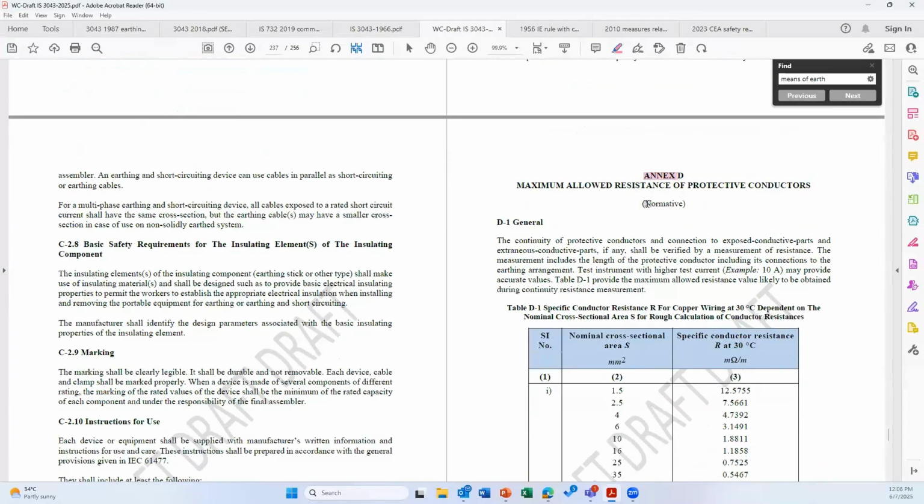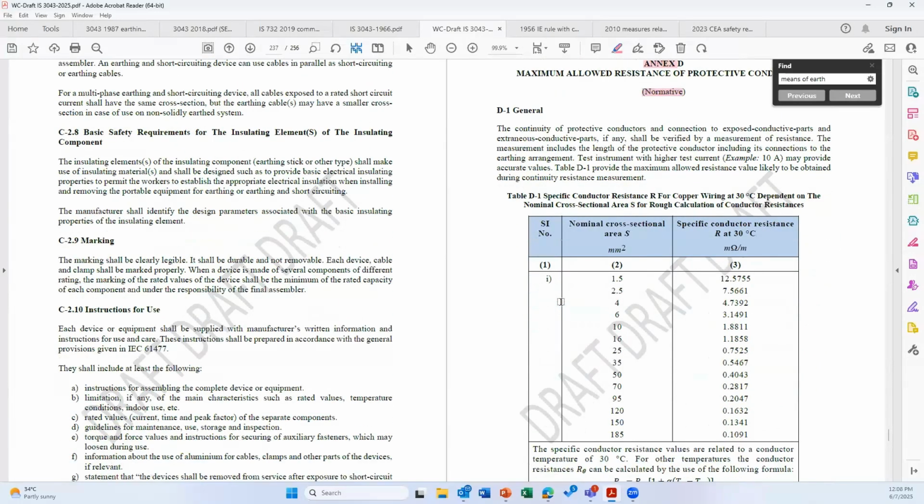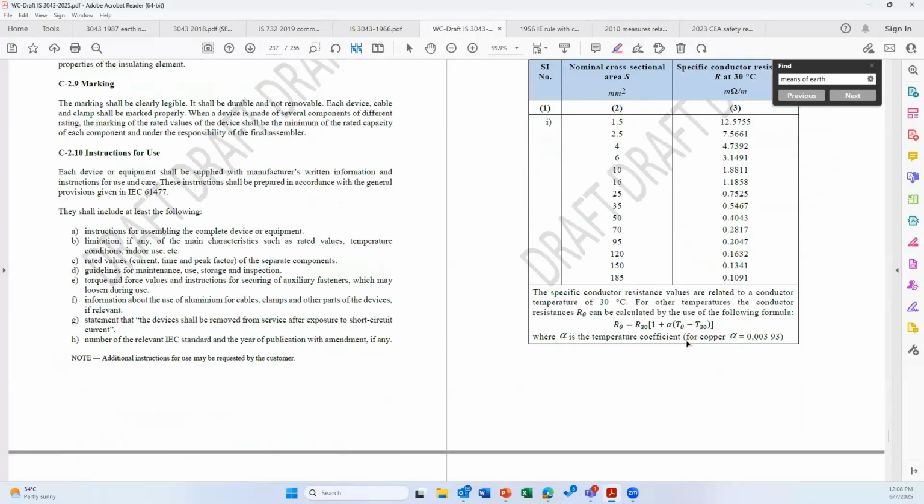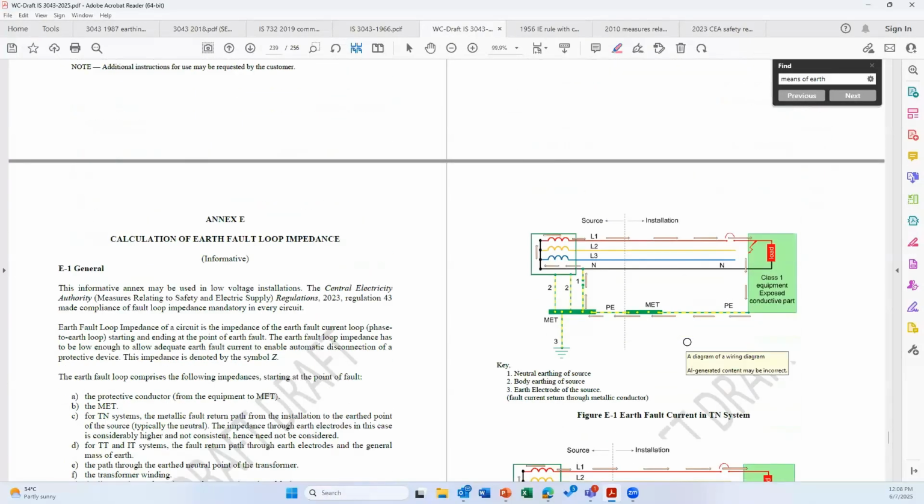Maximum allowed resistance, please note it's normative, it's not informative. Maximum allowed resistance of conductors for protective earthing is being included. Protective earthing and protective bonding is included. Then calculation of earth fault loop impedance is given as informative information.